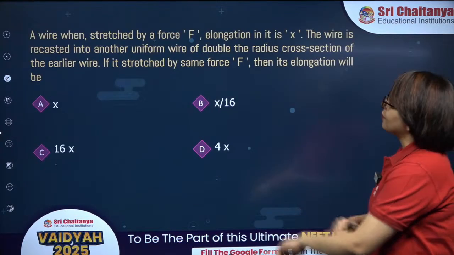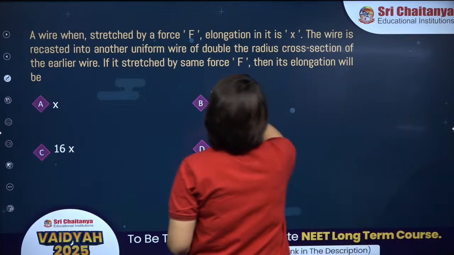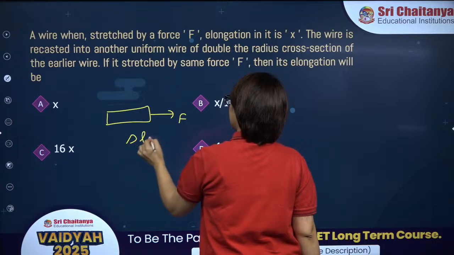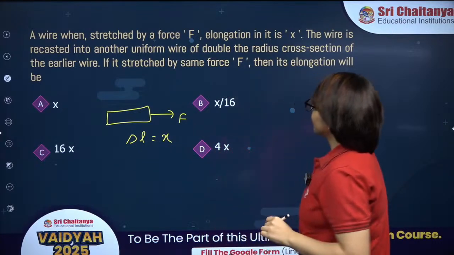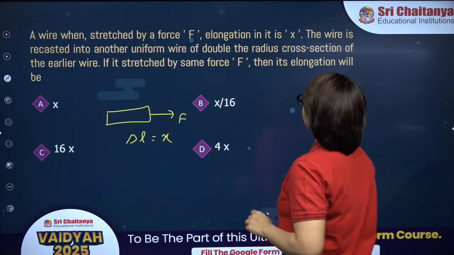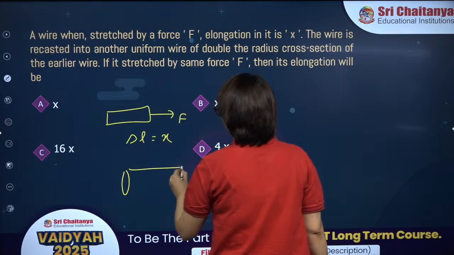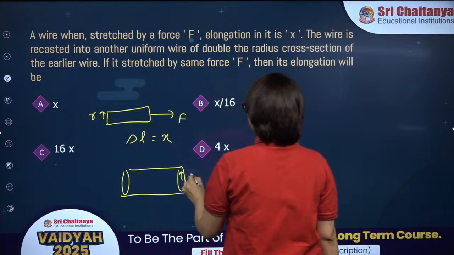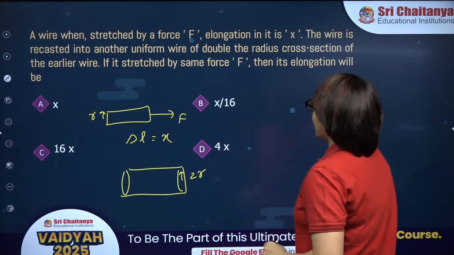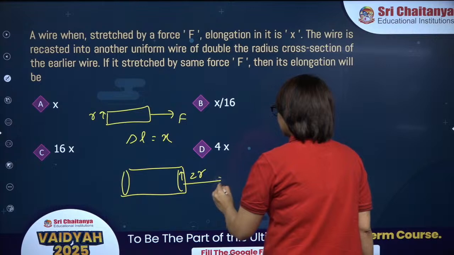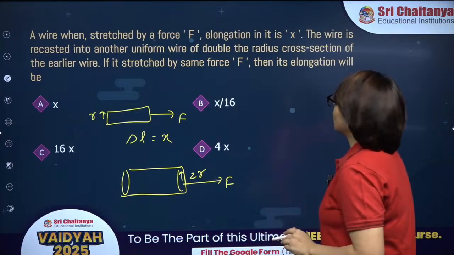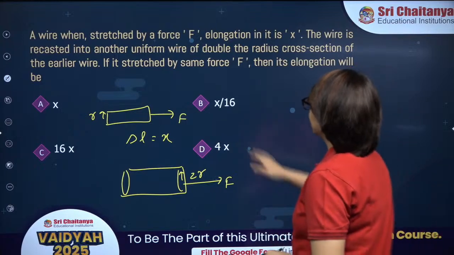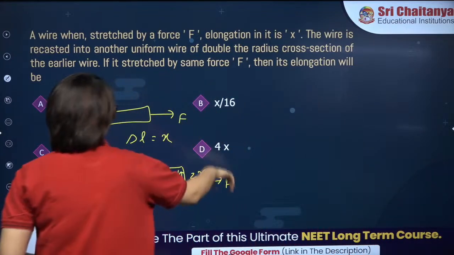Next is this one. A wire, when stretched by a force F, has an elongation x. Now the wire is recast into another uniform wire of double the radius, I'm so sorry, double the radius. If the initial radius is r, the final radius is 2r. And it is stretched by the same force F. Then what is the elongation in the wire? It is x by 16, 16x, 4x.